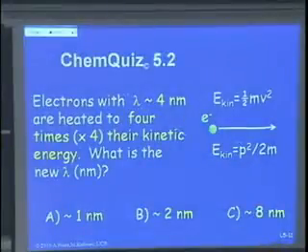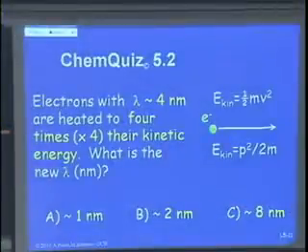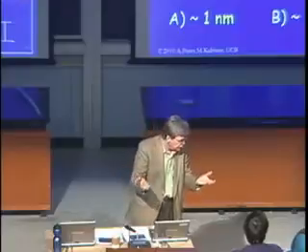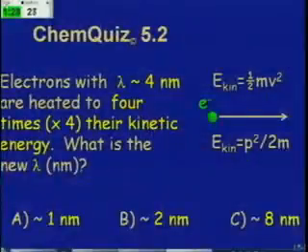So we have electrons with a wavelength of 4 nanometers. We heat them up 4 times in their kinetic energy, so this goes up by 4. What is the new lambda? Is it 1 nanometer, 2 nanometers, or 8 nanometers? One you can exclude right away, because if you heat something up, the energy has to increase. So one is eliminated right away. Which one is the question, of course. Why don't you think about it and give me your answer?